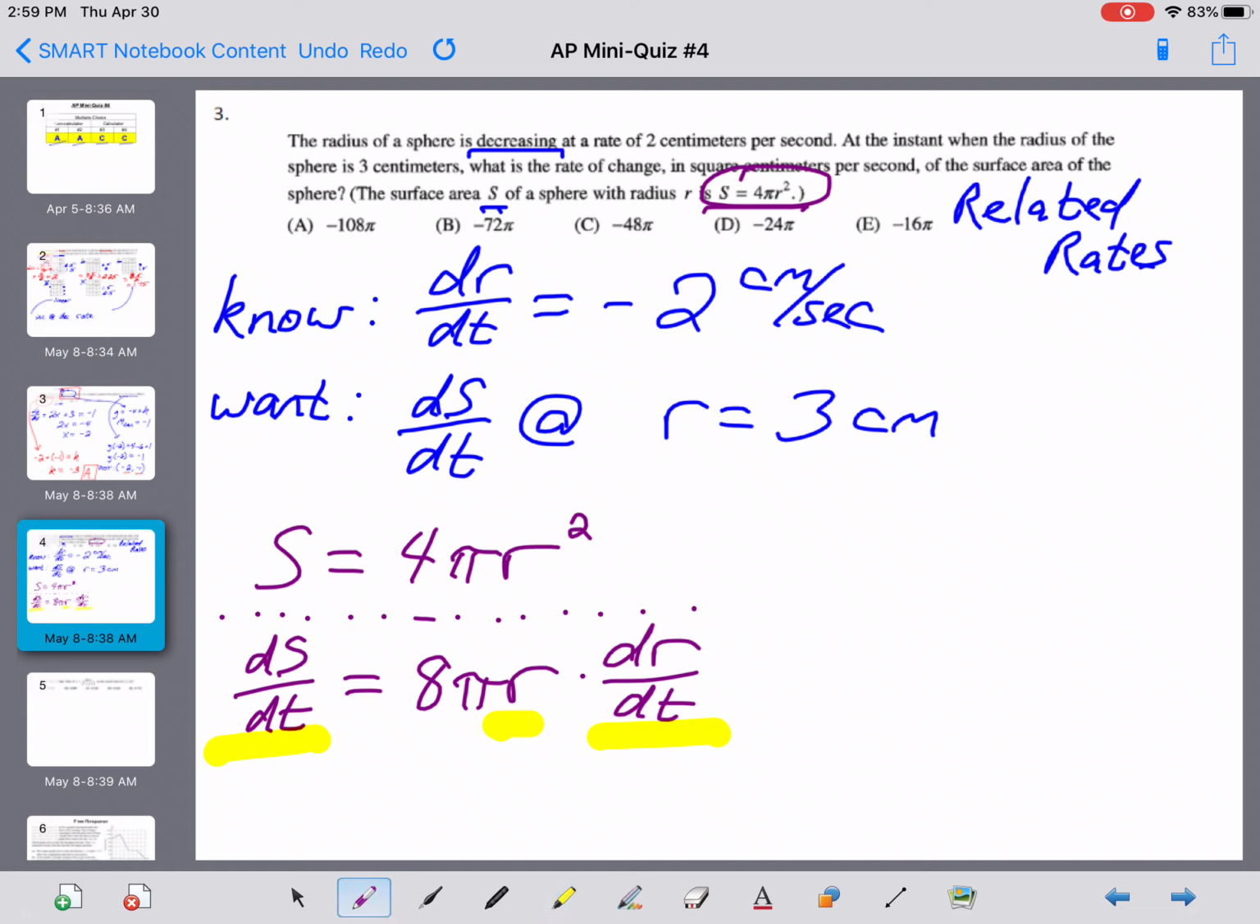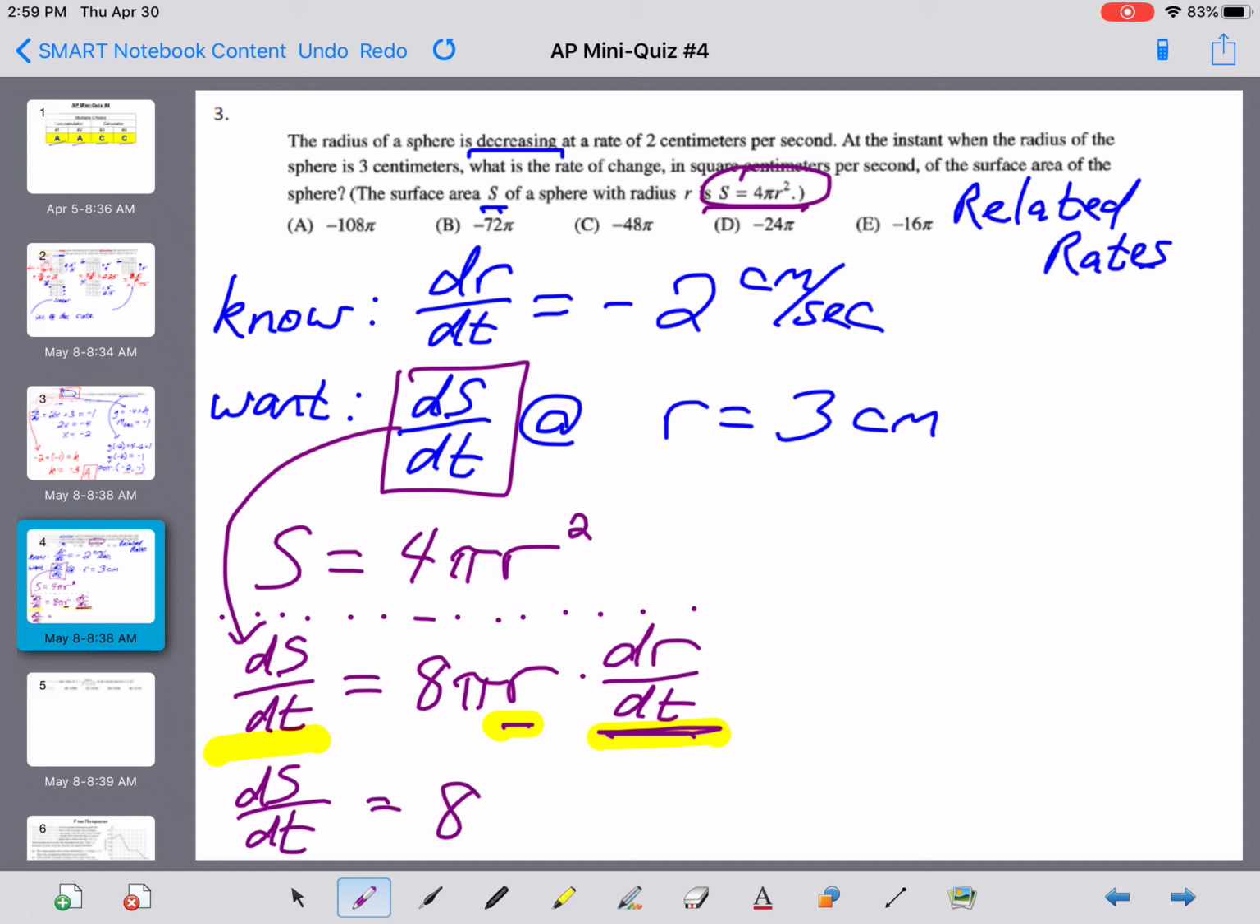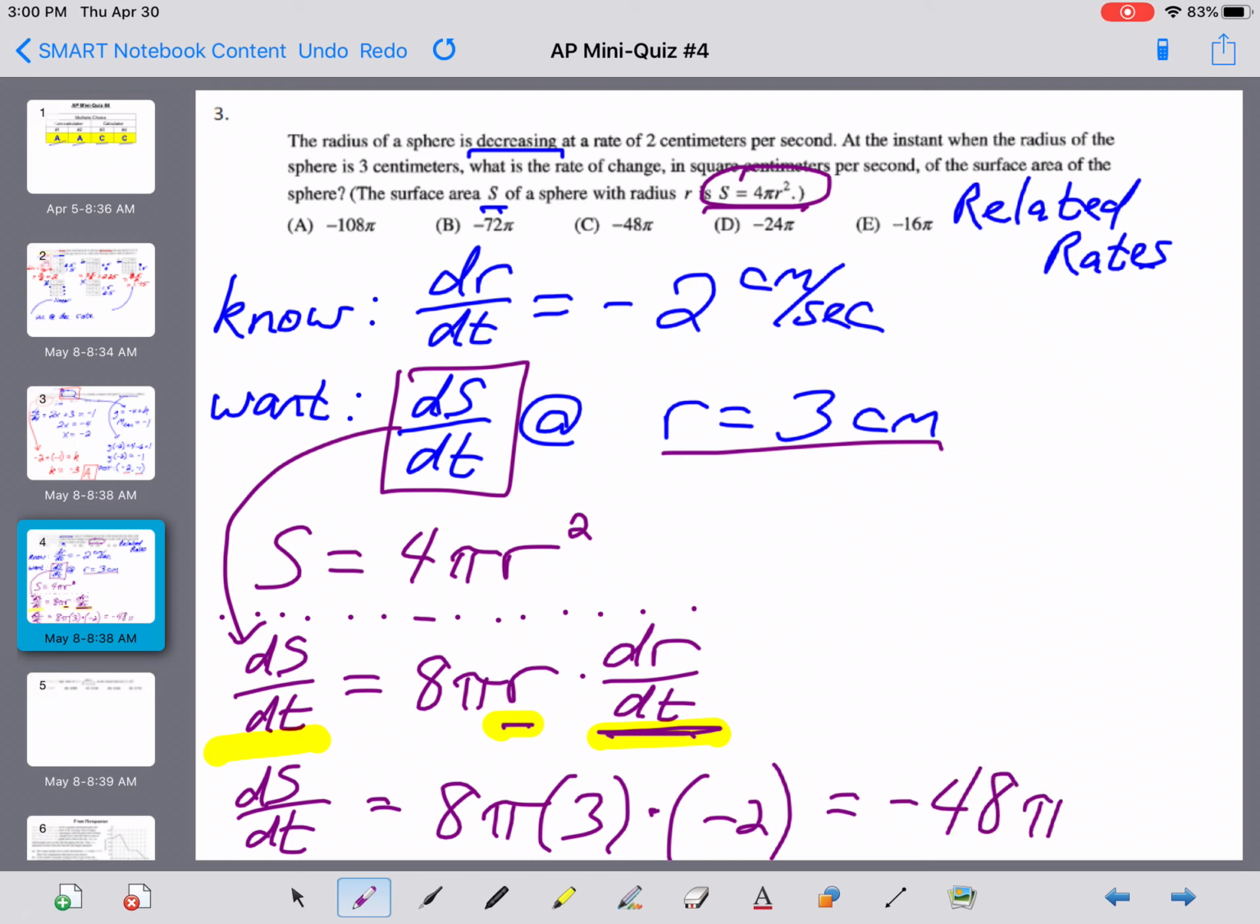We want to know the value of dS/dt. That's this one right over here, so we better know the value of r at the moment in question and the value of dr/dt. And I think we've got that here. So dS/dt is going to equal 8 times pi. The moment in question has a radius of 3 centimeters, and we're multiplying this by dr/dt, which we said was -2. So that's a -6 times 8. Looks like our answer here is a -48 pi, and that means that C is going to be the right answer here for problem number 3.